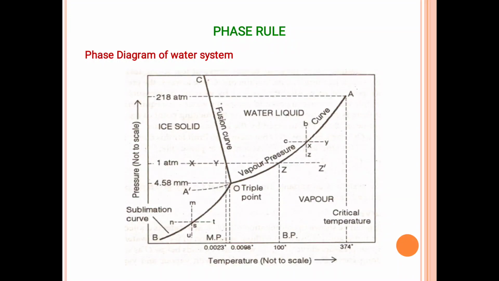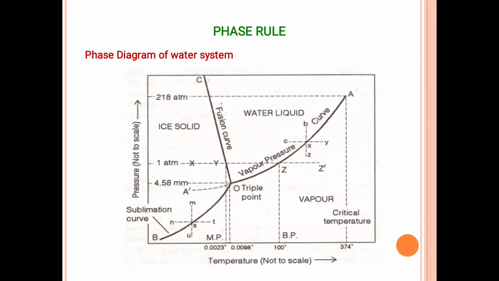Now we go for curve OB. The curve OB is called the sublimation curve of ice. It represents the equilibrium between ice and vapor. At any point on the curve, the following equilibrium will exist, that is ice and vapor. The degree of freedom of the system is 1. The system is univariant here. This is also predicted by phase rule. This equilibrium will extend up to absolute zero, that is minus 273 degrees Celsius, where no vapor can be present and only ice will exist.